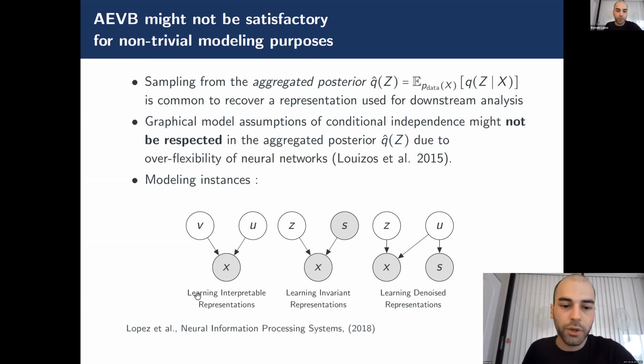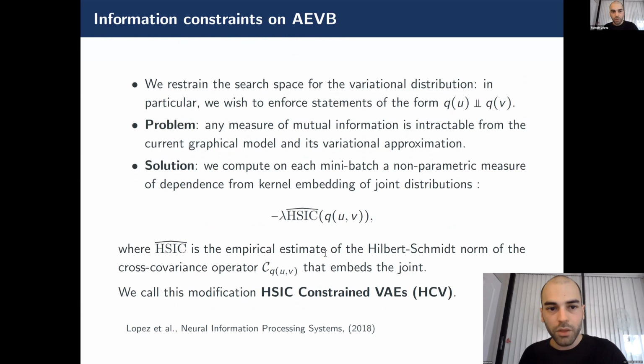So if you want to learn independent representations, or invariant ones, which is what I presented, or even this denoised representation, all of these are very simple variants of what I talked about, and I talk about it in the paper. I have an example for all of them. And what we do is basically try to restrain the search space for the variational parameters so that we enforce, in an ad hoc way, statements of the form: this is independent from that in the aggregated posterior.